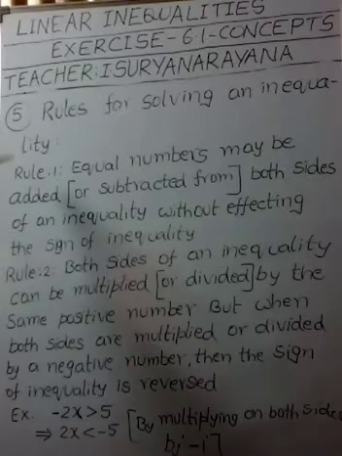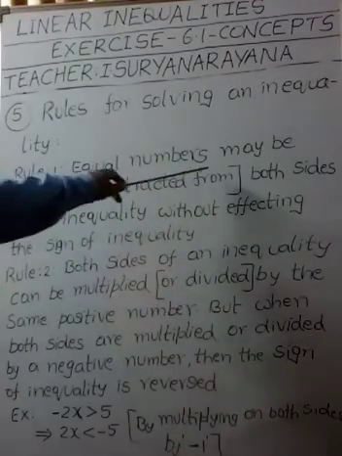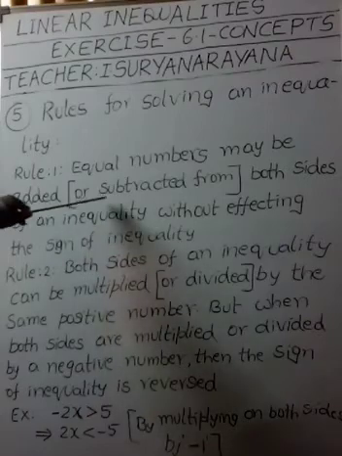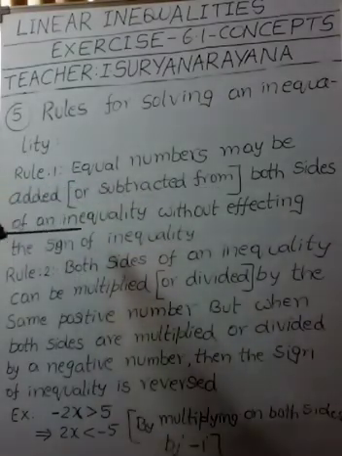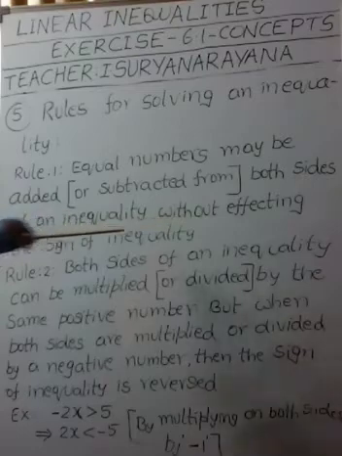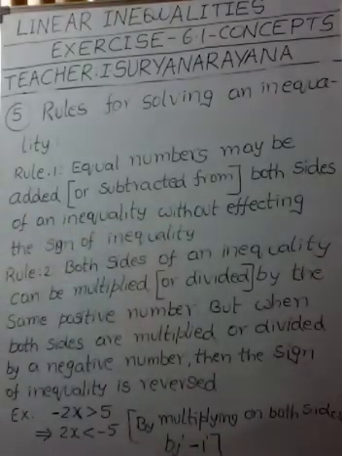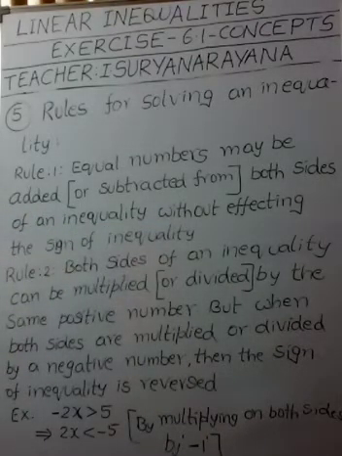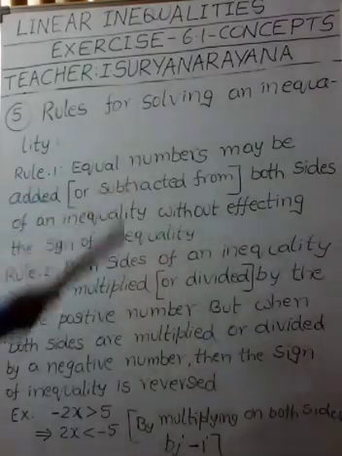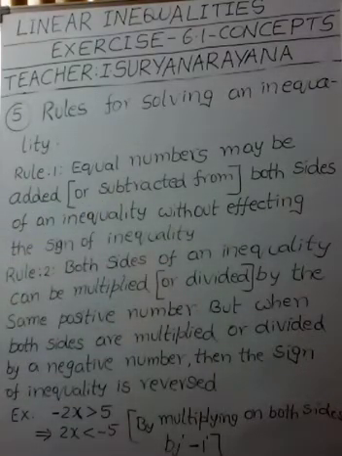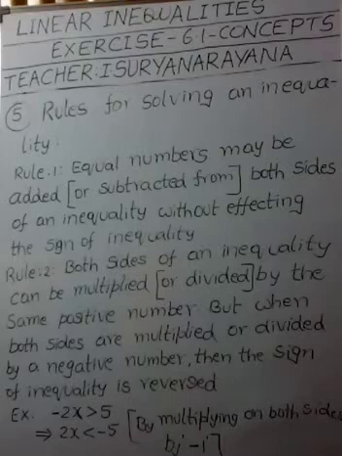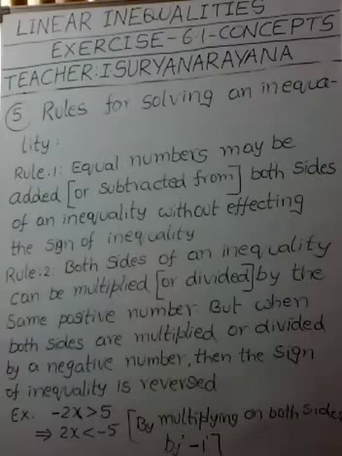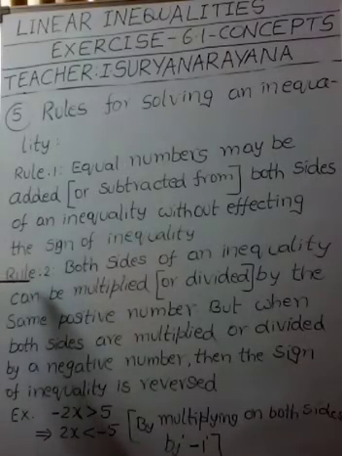Okay, my children. See the first rule. Equal numbers may be added or subtracted from both sides of an inequality without affecting the sign of inequality. Understood this point, my children? It means we can add the same number on both sides, or we can subtract the same number from both sides of the inequality. Then the inequality sign does not change. Understood this point, my children? Right. Come to the second rule, rule number 2.